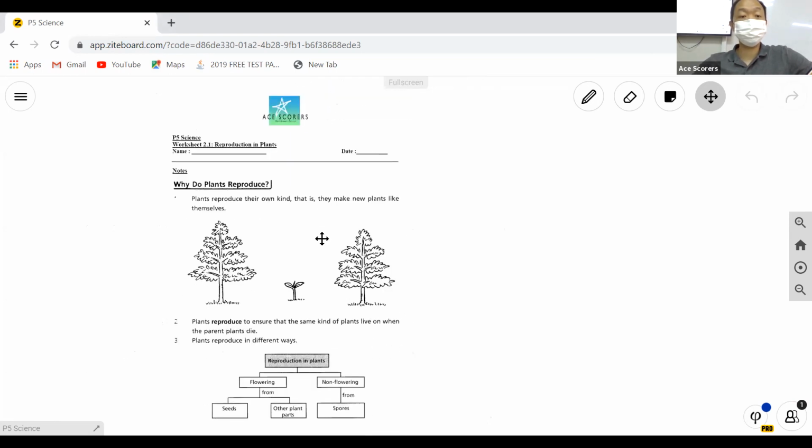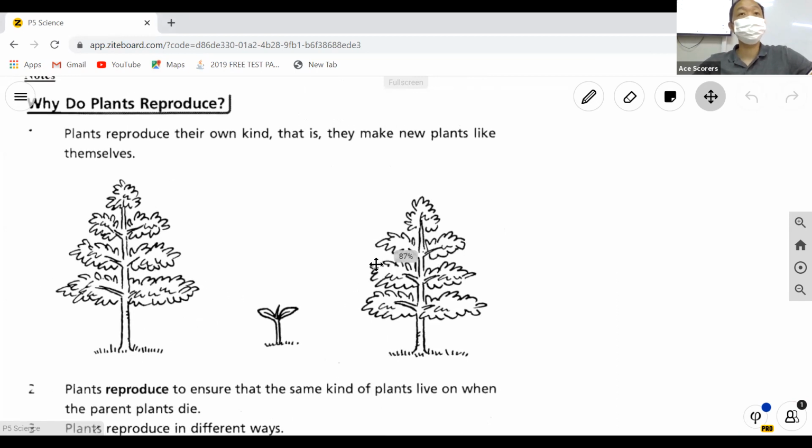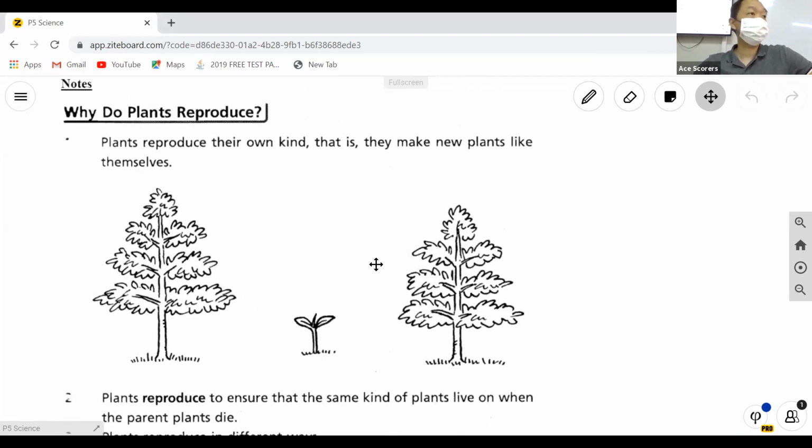Can I check if any one of you already did that in your school? Are you doing this in your school now? What topic are you doing in your school now? Science? Air. You're studying about air. Okay, well done. This is important, of course. We all need air, especially the fish, okay?